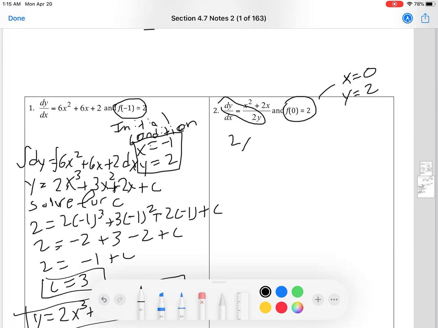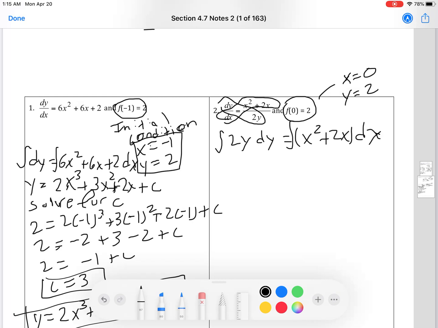So I got 2y dy equals (x squared plus 2x) dx. Now, to show me that you know your stuff with differential equations, you should be able to recognize that once you have gotten that variable separation, you are integrating on both sides.